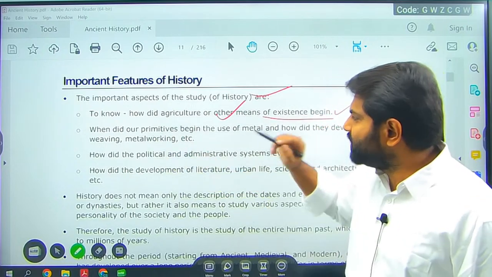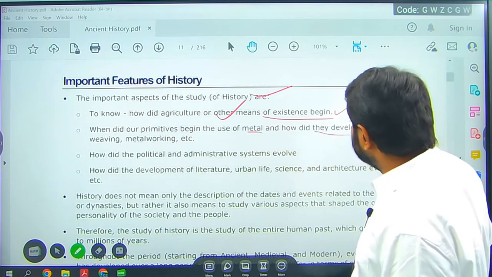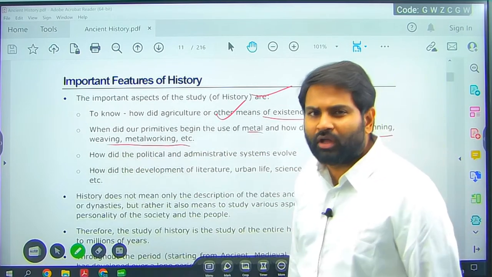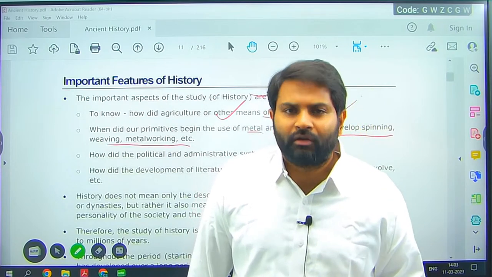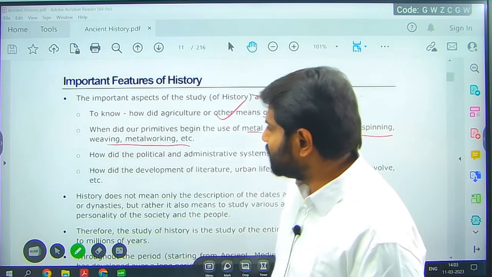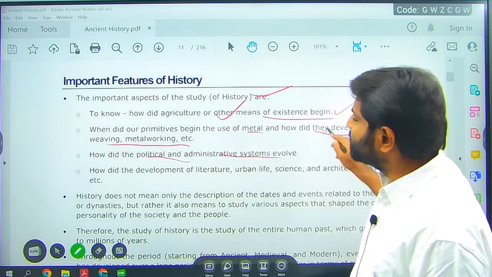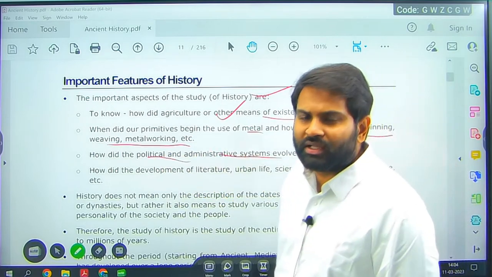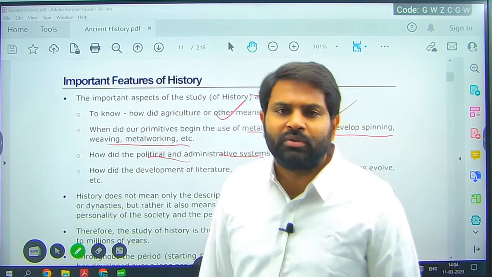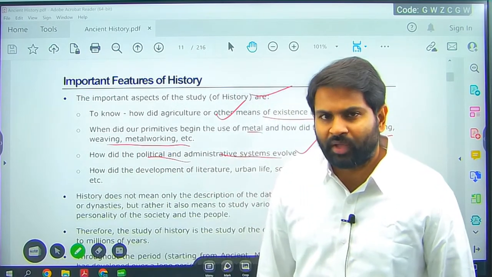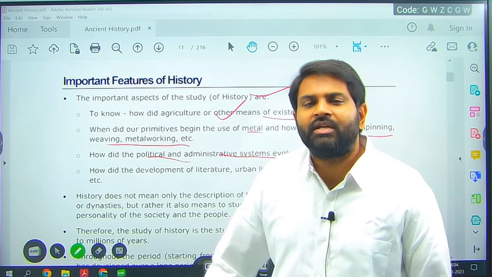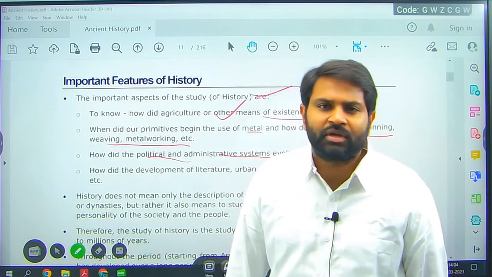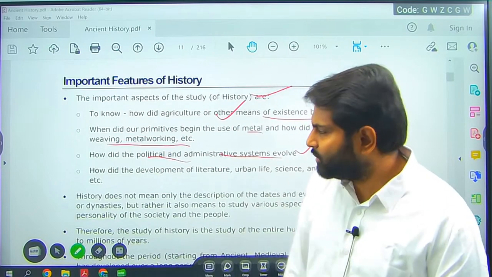And when did our primitives begin to use metal, and how did they develop spinning, weaving, metal working? These are all technologies. How did they start developing all these technologies? We trace the origin of that, and how the political and administrative systems evolved, how they managed these resources, how the culture and society were, what the status of women was, what the status of different sections of people in society was, who the vulnerable sections were. All this can be learned from history.